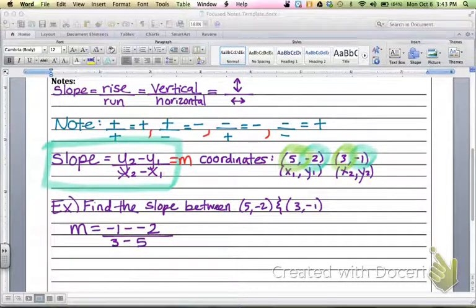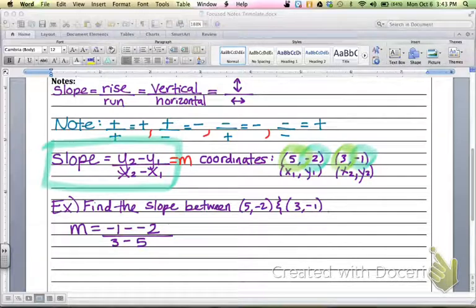Now, just as a quick side note, it doesn't matter which one you put first. I could have put 5 minus 3, but if you do that, then you have to switch the ones on the top as well. If you're going to start with one coordinate and go to the other one, you always have to start from the first one again and go to the second one. So I chose to go from the second to the first, with my second values minus my first values. But if you do it the other way, just make sure you switch both top and bottom so you keep them together.